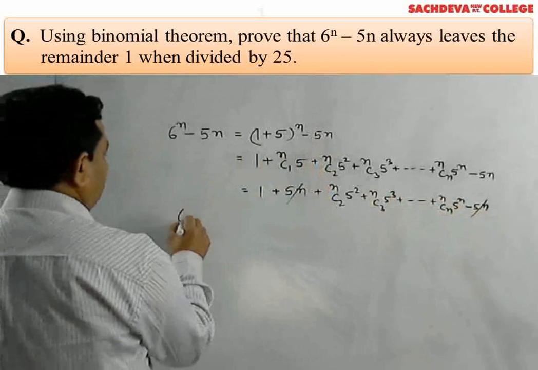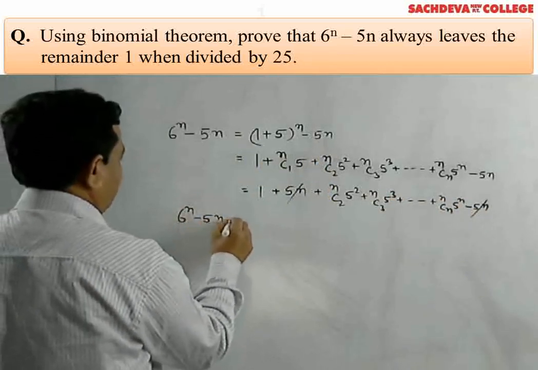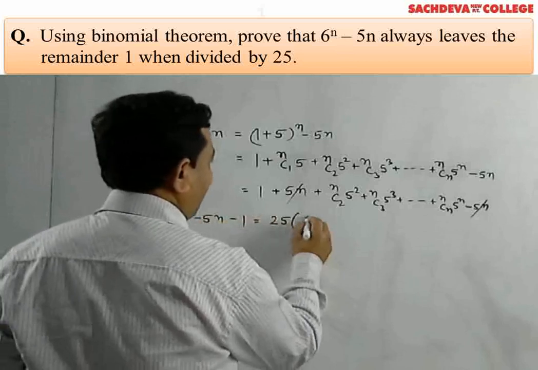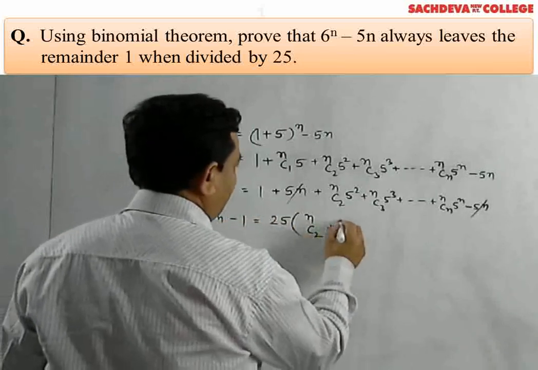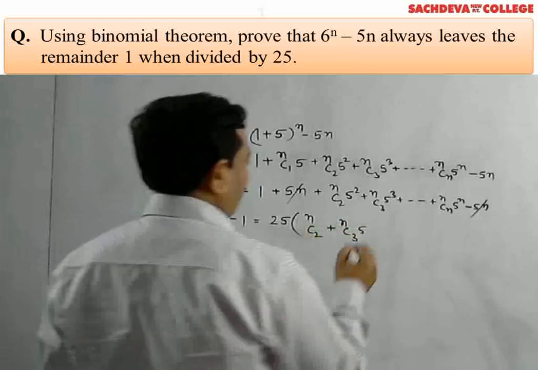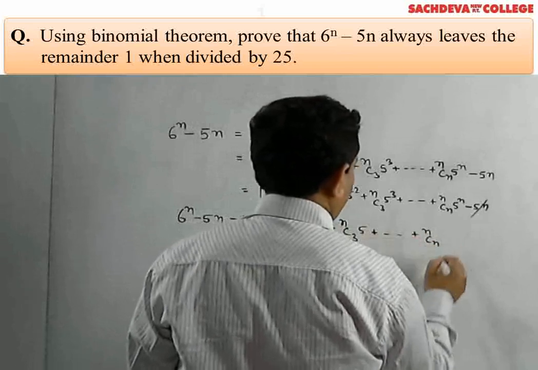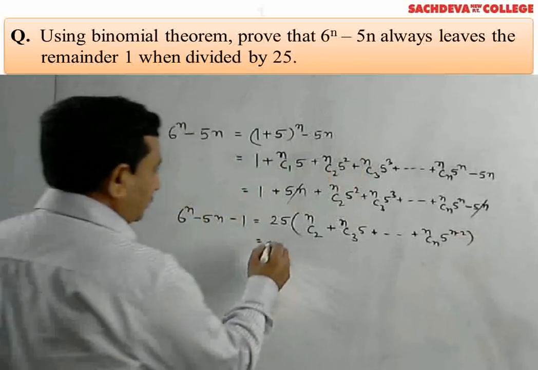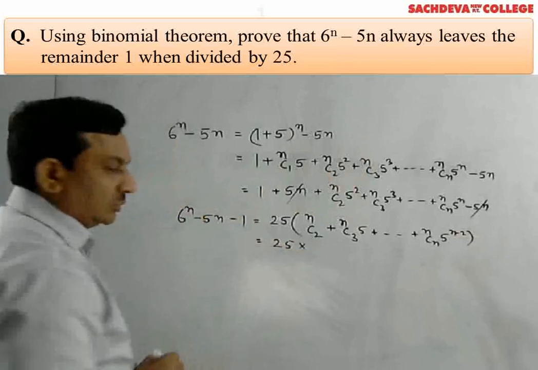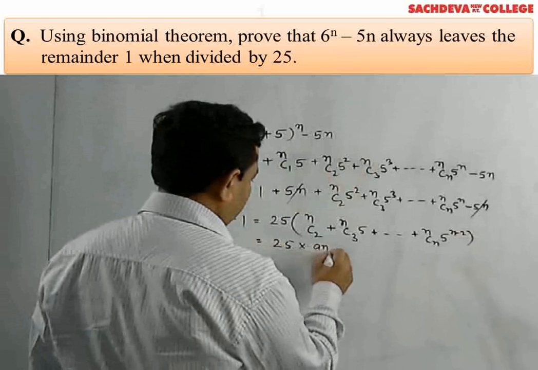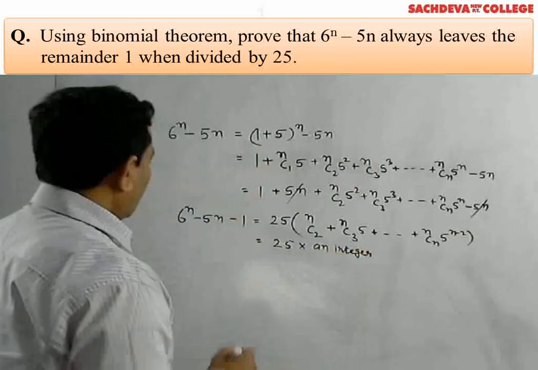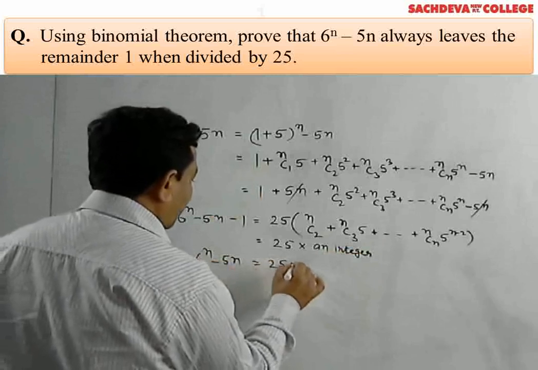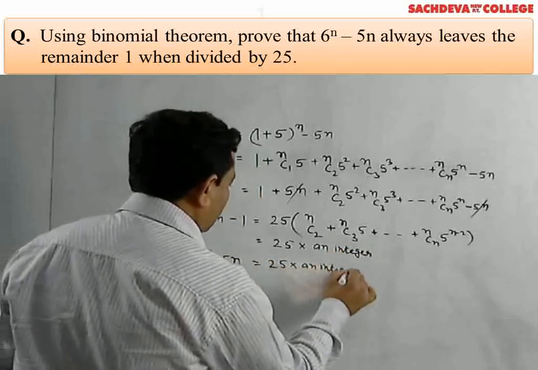This will be equal to 6 to the power n minus 5n minus 1 is equal to 25 into nC2 plus nC3 5 plus and so on plus nCn 5 to the power n minus 2, and will be equal to 25 into an integer, or 6 to the power n minus 5n is equal to 25 into an integer plus 1.